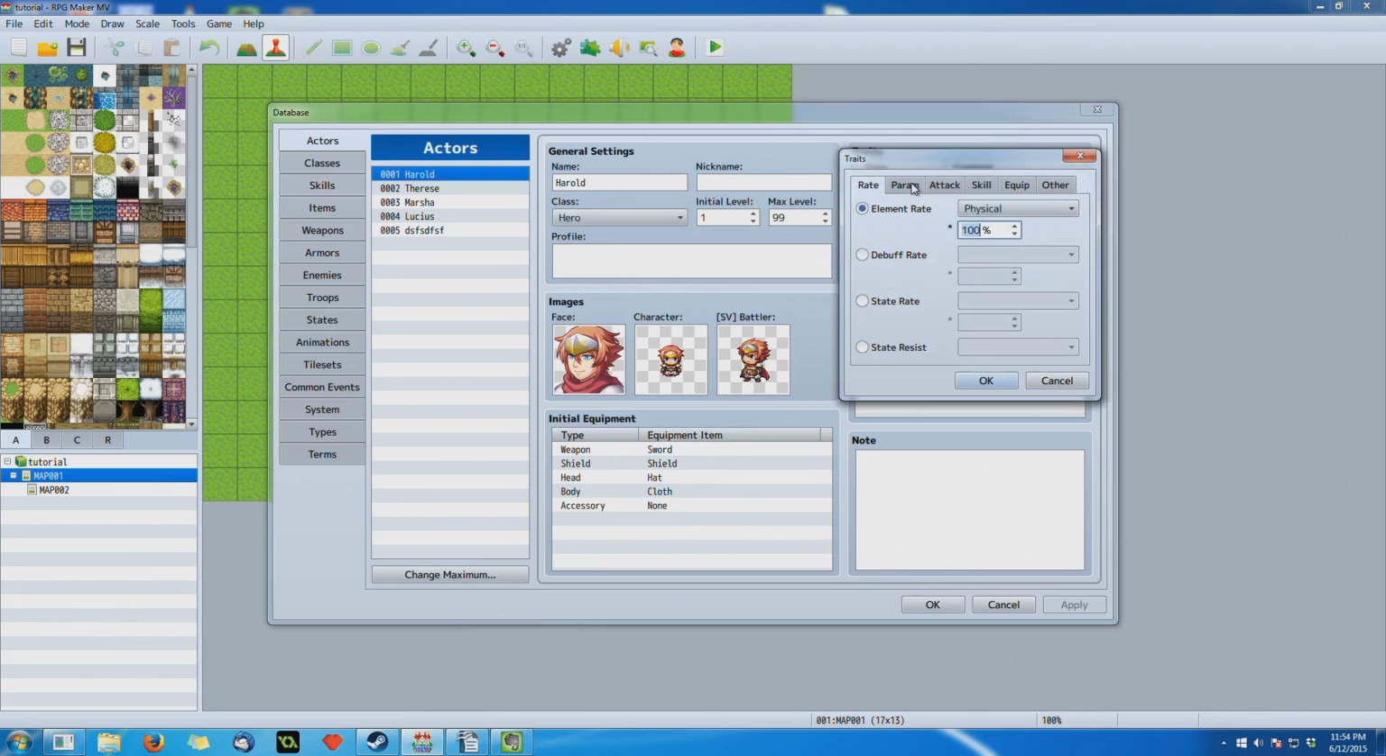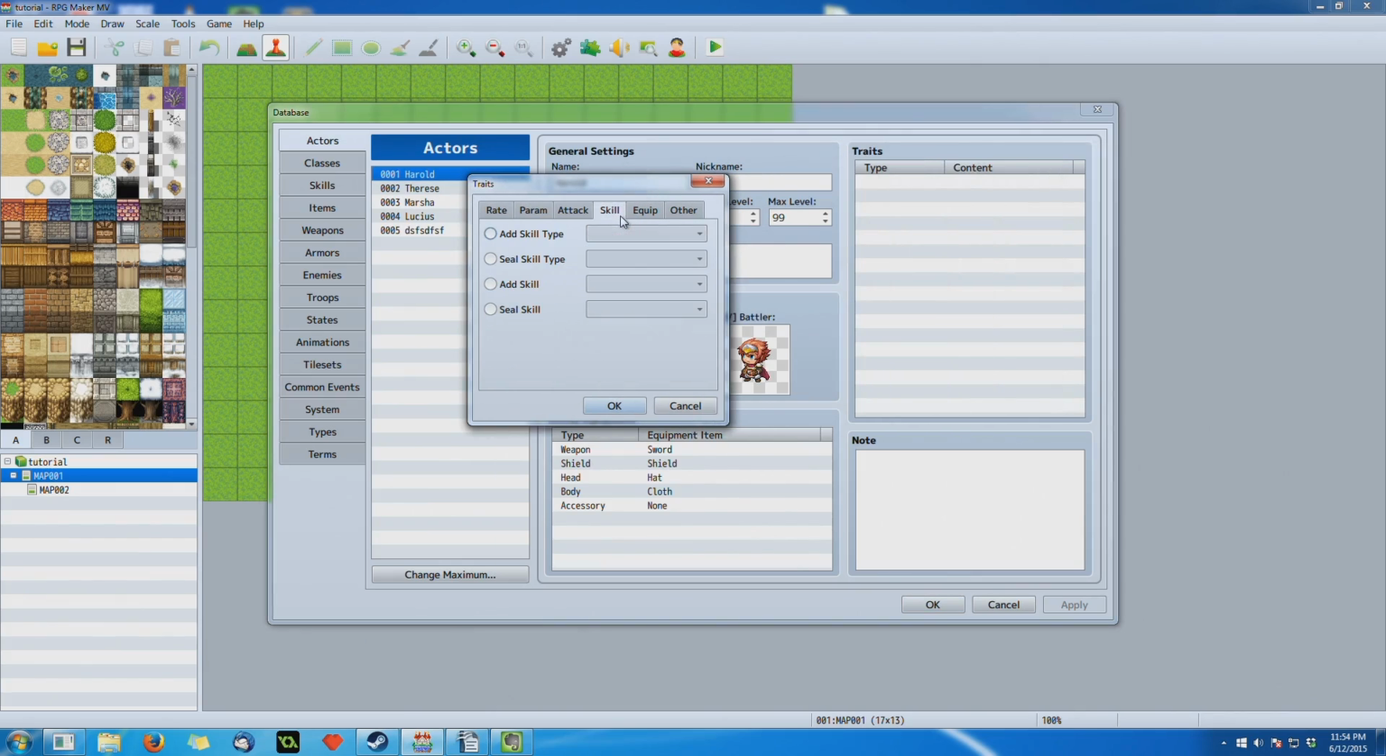But let's just say, for example, right now he can't use magic or special. We could set it so then he can use that, and he has access to any of those skills as long as he owns them and knows them. Then he can use them. Seal skill type seals that skill type, so he can never get access to them. Even if we set an event to make him manually learn that skill type, he can never use it because it's sealed.